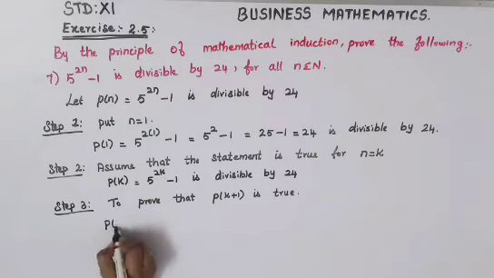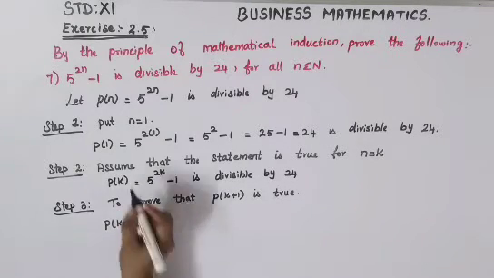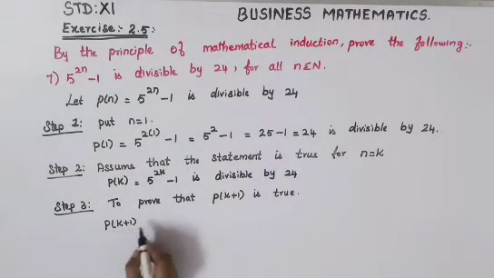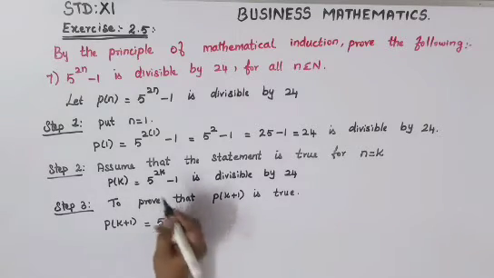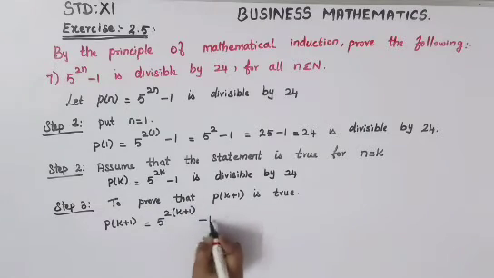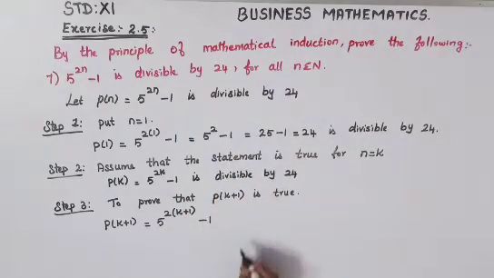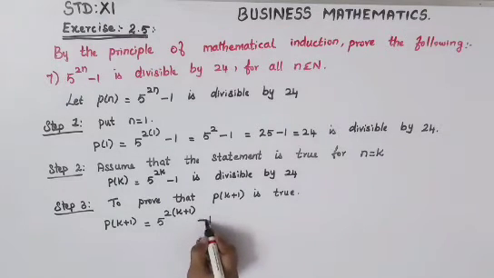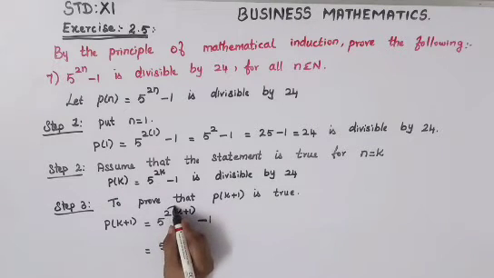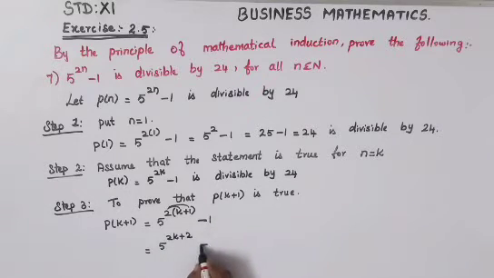So P of k plus 1, that is in a let statement. Wherever n is there, put k plus 1, okay. So P of k plus 1 is equal to 5 power 2 into, in the place of n you will have to write k plus 1 minus 1. Don't write is divisible by 24. We will have to prove it, okay. So leave with this minus 1. So your next step is 5 power, just multiply this 2k here inside for both the terms. So 2k plus 2 ones are 2, then minus 1.